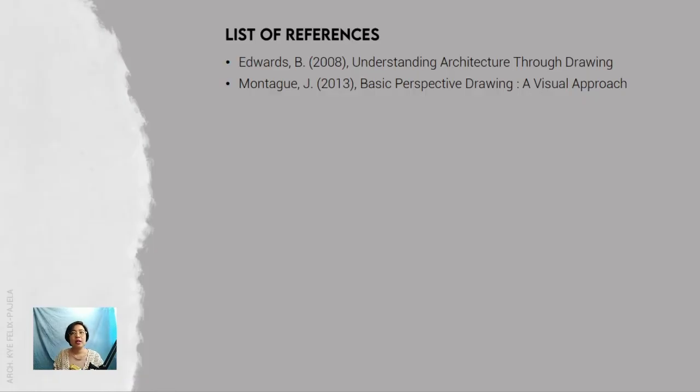So, here are our references for this lecture. So, I hope natuto tayo from that. Our next lecture will be about 2-point perspective, and then the following will be 2-point perspective with shadow. So, our next activity is obviously a practice of the 1-point perspective. So, that's it. If you have any questions, just leave a message or a reply or comment. And thank you for watching this video.